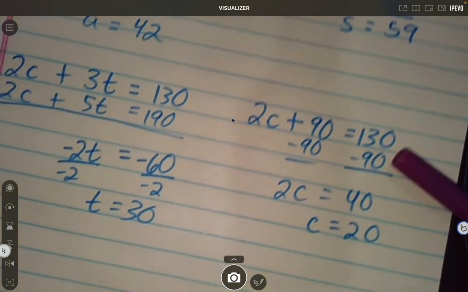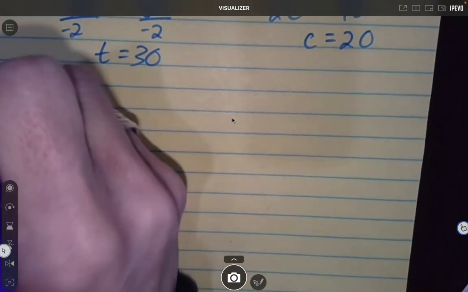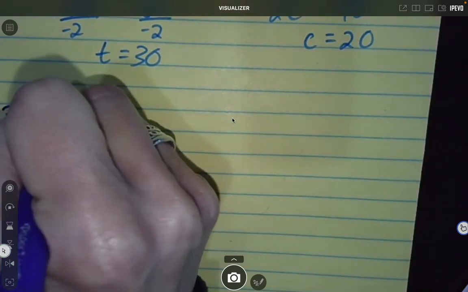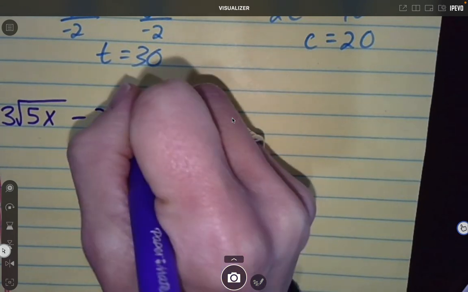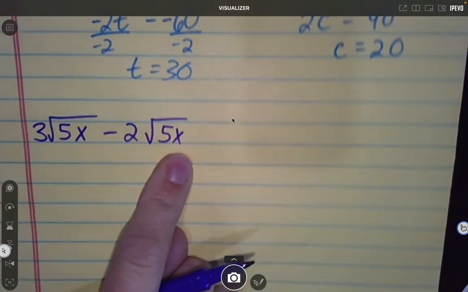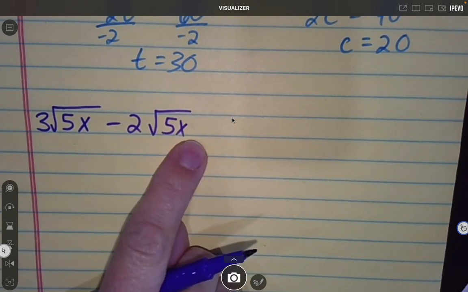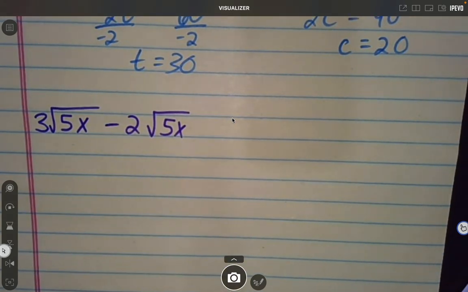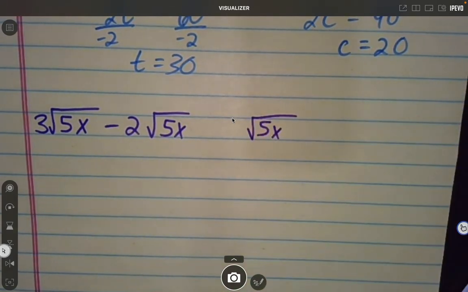So here's your first problem. See, I told you we were just adding and subtracting today. That's what you asked for. Our first one says 3 times the square root of 5x minus 2 square root of 5x. Do they match? It's not just the square root, but the actual 5x and 5x. So what's 3 minus 2? 1 square root of 5x. You can put the 1 if you want to, but I usually don't write the understood one.